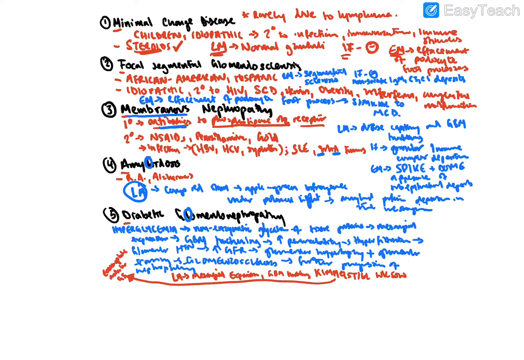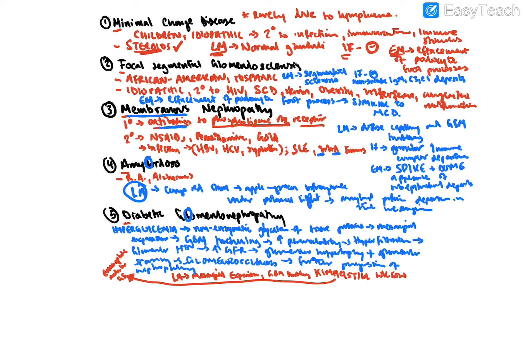If refractory to steroids, then consider renal biopsy. On light microscopy, it's normal glomeruli. Immunofluorescence is negative, and on electron microscopy, you will see effacement of the podocyte foot processes. Focal segmental glomerulosclerosis is common in African American and Hispanic populations. It's usually idiopathic but can be secondary to HIV, sickle cell disease, obesity, interferon treatment, and congenital malformations.